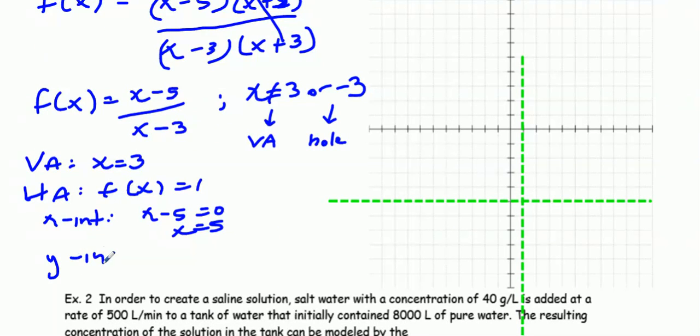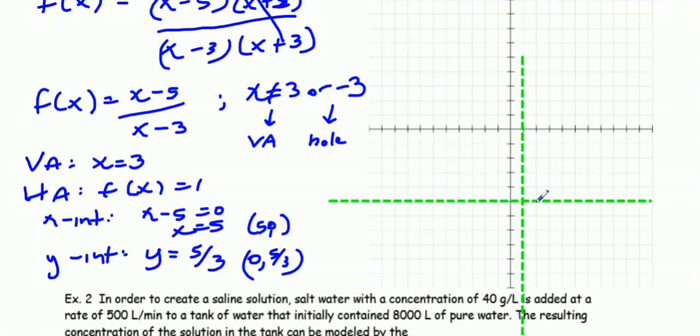And then we're going to find the y-intercept, or f of 0, it doesn't matter, which is the constants from the numerator and the denominator, so that's going to be negative 5/3. So this is the point (5, 0), this is the point (0, 5/3).